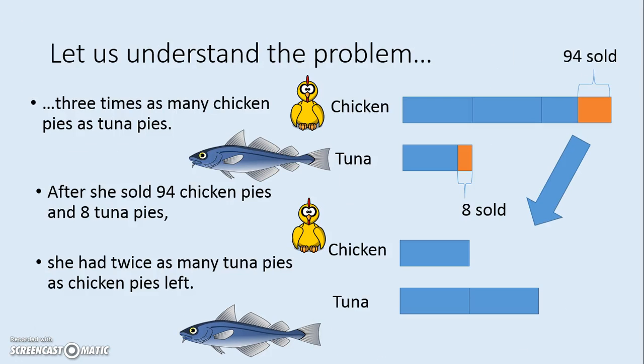So again, let us understand the problem. We have 3 times as many chicken pies as tuna pies, so you have something of a picture of a model in your mind. Next information: she sold 94 chicken pies and 8 tuna pies. I presume most of you will take 94 pies sold from the chicken and 8 sold from the tuna. Now after selling off the pies, she had twice as many tuna pies as chicken pies left. In the previous episode, I made the error of having 2 units of chicken pies instead of 2 units of tuna pies. So now we have 2 units of tuna pies and 1 unit of chicken pies.